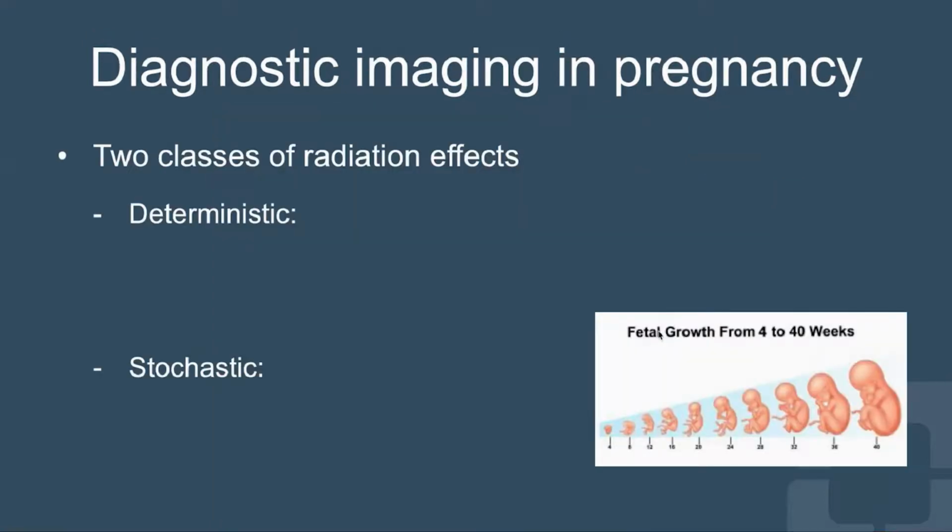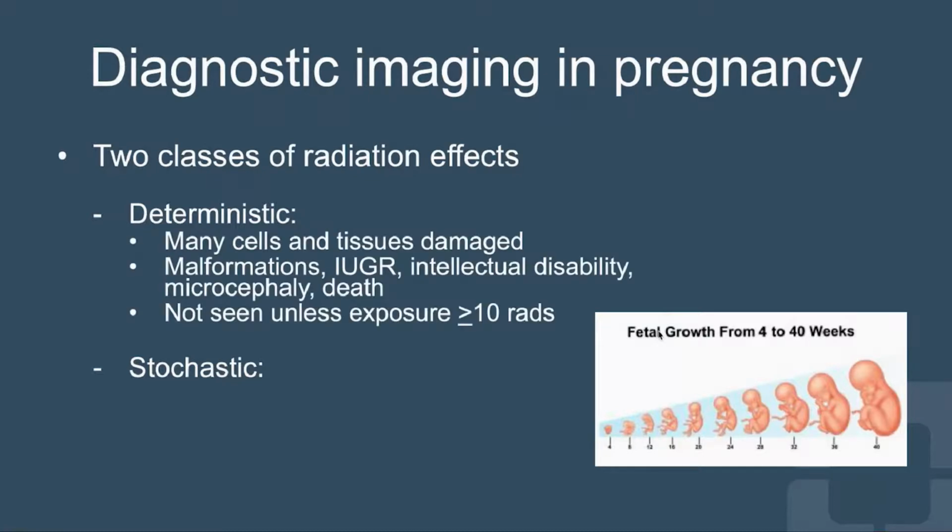Looking at diagnostic imaging in pregnancy, there are two classes of radiation effects. There's deterministic, where many cells and tissues are damaged. There are malformations, as a result intrauterine growth restriction, intellectual disabilities, microcephaly, as well as death can occur. This is usually not seen unless there's an exposure of greater than 10 rads of radiation. This is quite a few CT scans, quite a bit of radiation.